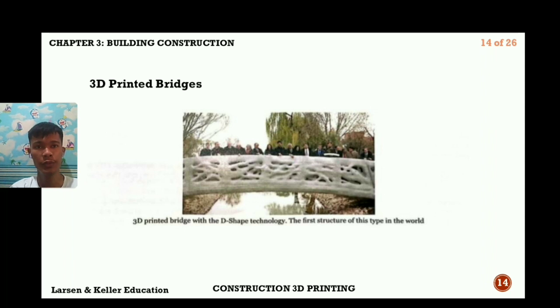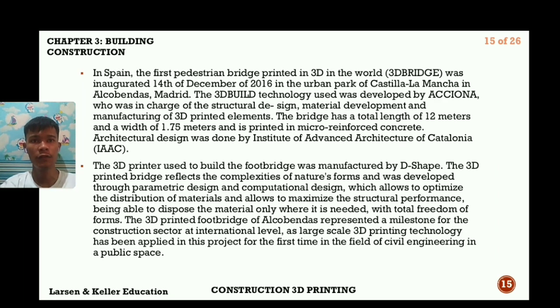Here are the examples of 3D printed bridges. In Spain, the first pedestrian bridge printed in 3D in the world was inaugurated on the 14th of December 2016 in the urban part of Castilla-La Mancha in Alcobendas, Madrid. The 3D technology was developed by Acciona, who was in charge of structural design, material development, and manufacturing of the 3D printed elements. The bridge has a total length of 12 meters and a width of 1.75 meters. It's printed in micro-reinforced concrete.